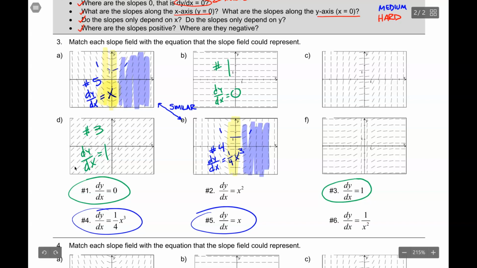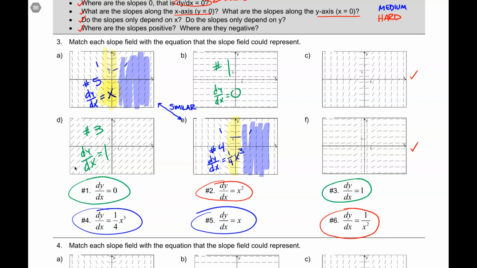Okay, that's enough for the medium one. Now let's take a look at the 2 ones that I think are pretty challenging here, and that's dy/dx equals x squared and dy/dx equals 1/x squared. A couple things. Obviously we only have 2 graphs left. We got this guy and this guy, so we could coin flip and figure out which one is which.